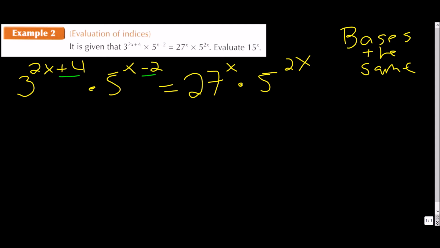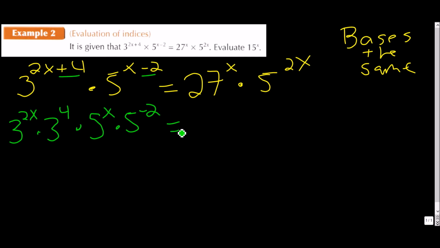So this 3 to the 2x plus 4 actually is the same thing as 3 to the 2x times 3 to the 4. So that's going to be important, and we'll see where this comes from in just a second. Then we have 5 to the x minus 2. So what does the minus 2 mean? Well, if we think about it the same way, this is the same thing as 5 to the x times 5 to the negative 2. You could also divide by 5 to the 2.